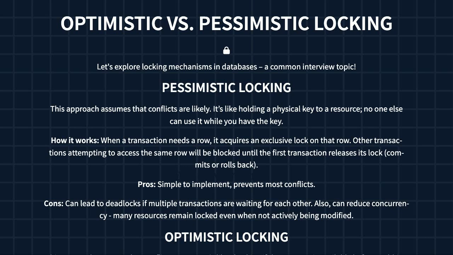On the other hand, optimistic locking is more relaxed. It assumes conflicts are rare. It checks if the data has changed before applying your update, so if something's been modified in the meantime, you have to retry. This allows for much higher concurrency, but you need a way to handle those potential conflicts.